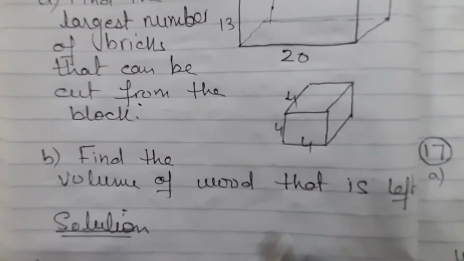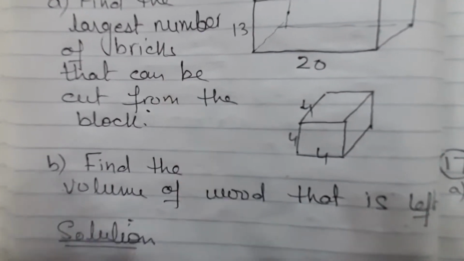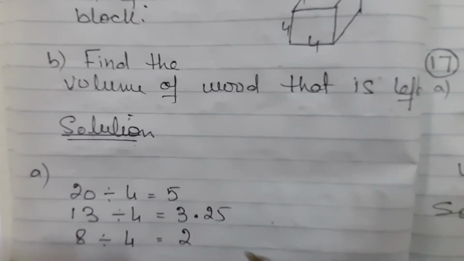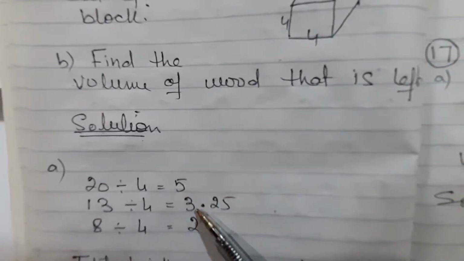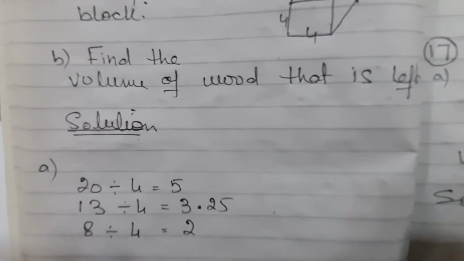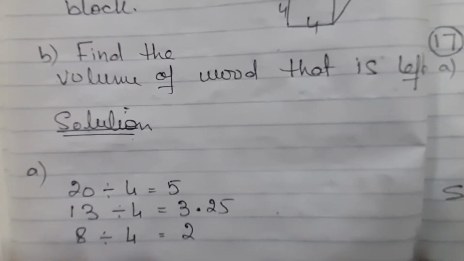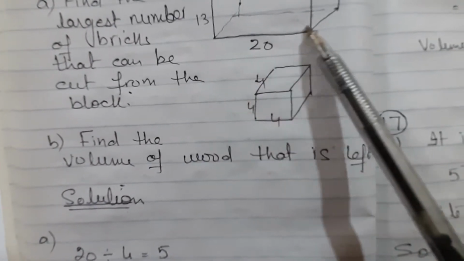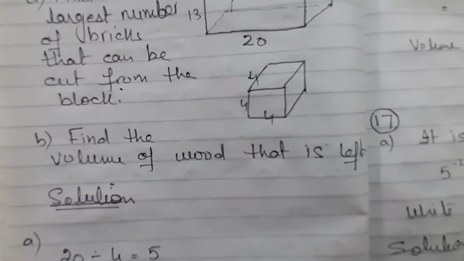This second part we will handle later. Right now we are finding the largest number of bricks we can cut from the block. So exactly what I have told you, 20 divided by 4 is 5. 13 divided by 4 is 3.25. It means 3 complete blocks you can cut, but 0.25 is left behind. And 8 divided by 4 is 2.